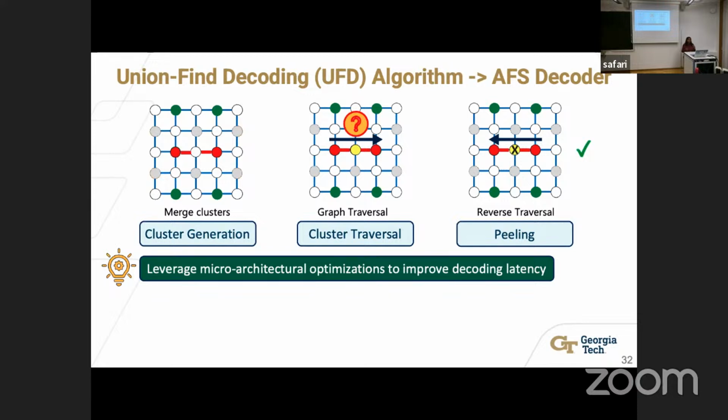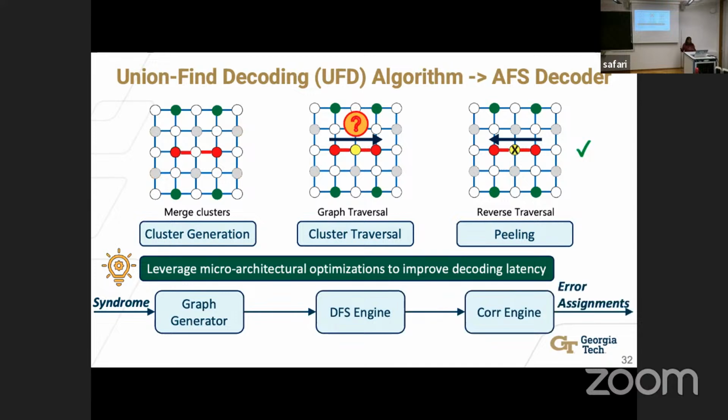So we started off with this algorithm, and then the first thing I did was ask: how about leveraging microarchitectural optimizations to improve the decoding latency? And then we came up with this three-stage pipeline implementation. We take the syndrome and pass it through the graph generator, which creates these clusters. Once those are created, you do a depth first search, like graph traversal, which is the DFS engine. And then you go through the correction engine that does the peeling. But once you have designed this three-stage pipeline, you can now effectively parallelize operations. For example, when you are in the peeling step for one cluster, you can use the DFS engine to traverse another cluster, and you do this throughout the error correction cycle.